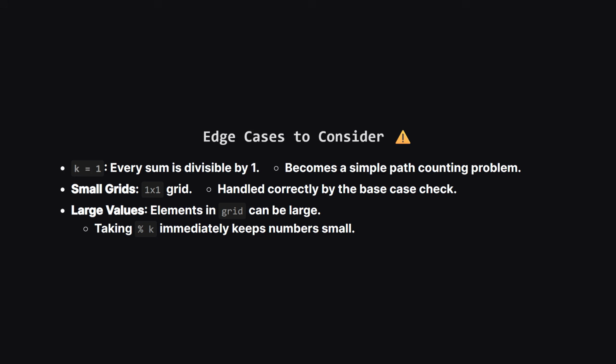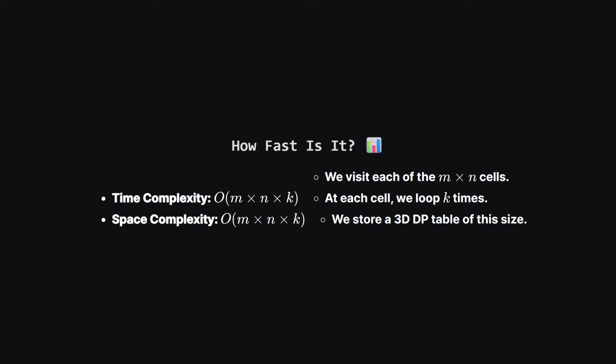So what's the cost of this solution? We iterate through every cell in the grid, which gives us m times n.